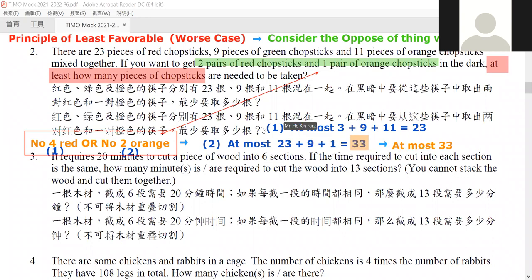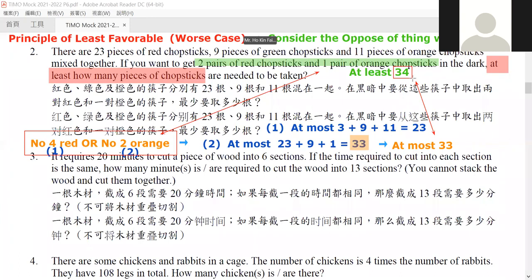Now, notice that in here we consider the opposite thing. So it means that if the opposite is true, then it has at most 33. So what is the opposite of this statement? We now want to consider the opposite of this statement. The opposite of this statement must be at least 34. So that's why 34 is the answer.